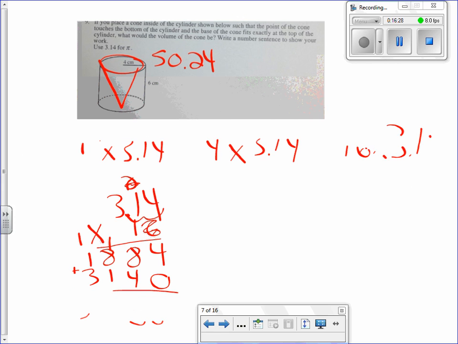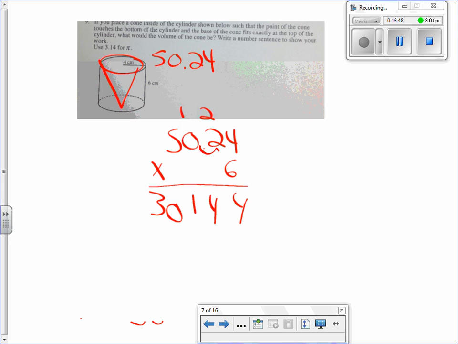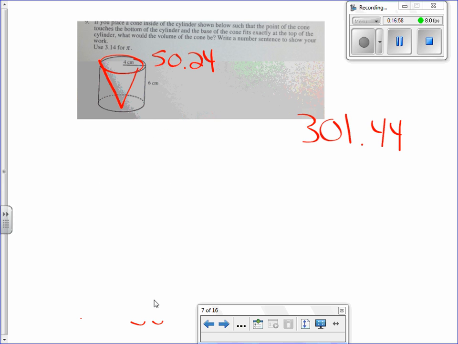Now I have to take that number and I must multiply it by the height, because base times height. So I have 50 and 24 hundredths times 6. 6 times 4 is 24. 6 times 2 is 12, plus 2 is 14. 6 times 0 is 0, plus 1 is 1. 6 times 5 is 30. Move the decimal. We have 301 and 44 hundredths. Now, this isn't a cylinder, we're finding a cone.